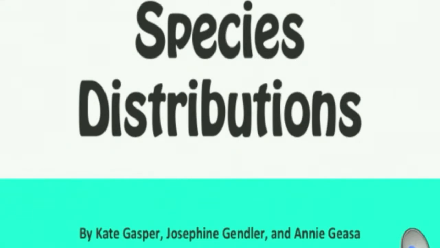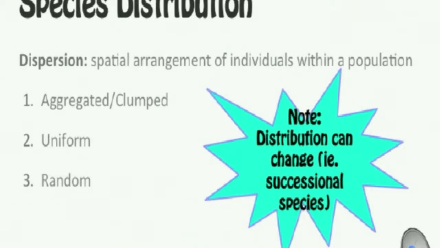Species Distributions by Annie, Kate, and Josephine. Species distribution or dispersion is the spatial arrangement of individuals within a population. Patterns of distribution fall into three categories: aggregated or clumped, uniform, and random. Species distribution can be static or can change over time, as in stages of forest succession or for seasonal reproductive trends.